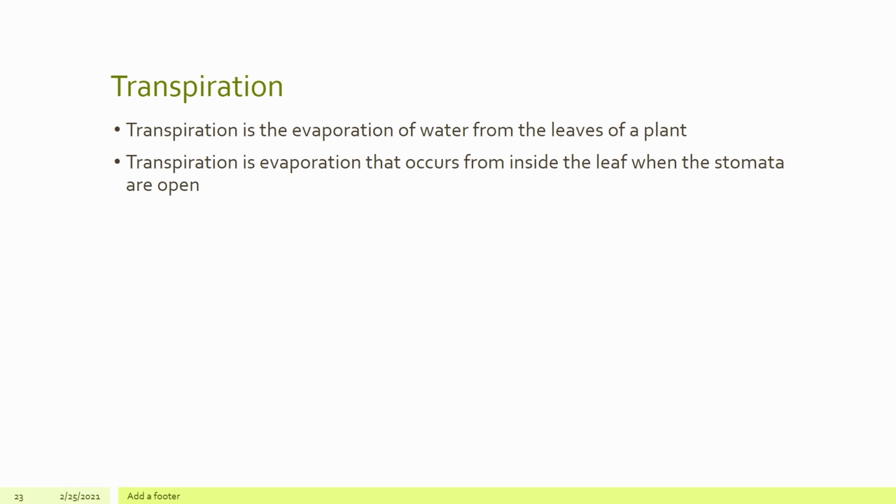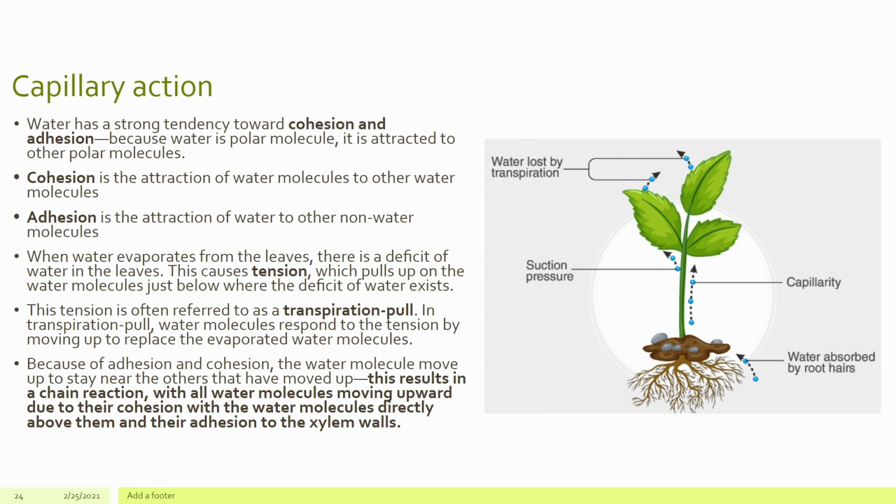Transpiration is the evaporation of water from the leaves of a plant. Transpiration is evaporation that occurs from inside the leaf when the stomata are open. Transpiration relies on capillary action, or the use of cohesion and adhesion. Because water is a polar molecule, it is attracted to other polar molecules as well as itself. Remember, cohesion is the attraction of water molecules to other water molecules, and adhesion is the attraction of water to other non-water molecules. The polar nature of water allows for cohesion and adhesion, and that pull up the plant utilizes those properties, which together get called capillary action.